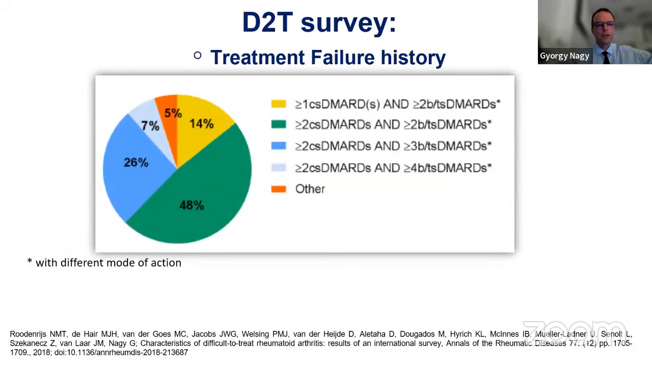The next one is the treatment failure history. Here the green option was the most selected one, which means that if a patient is over at least 2 conventional synthetic DMARDs and at least 2 biological or targeted synthetic DMARDs with different mechanism of action, that was the most selected by the respondents. And the second most selected was a similar one with 3 different kinds of targeted therapies.